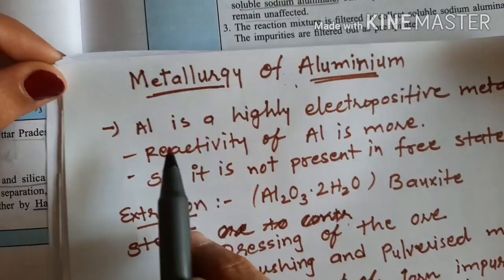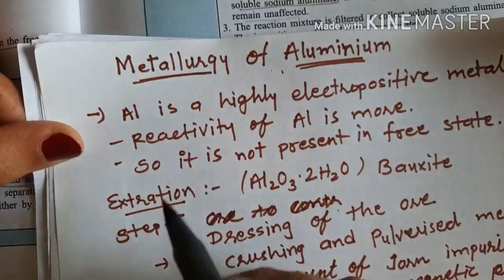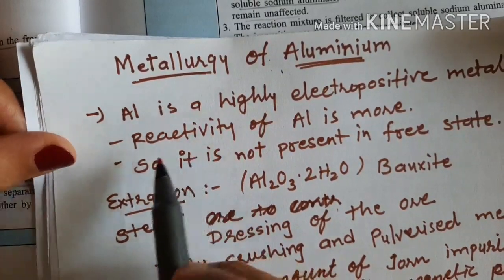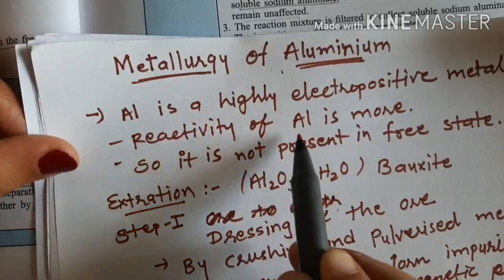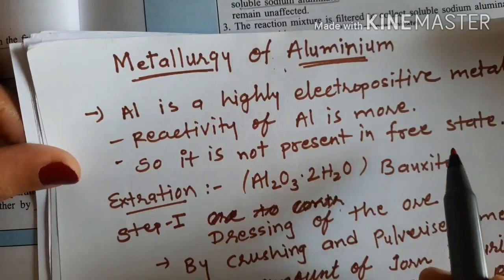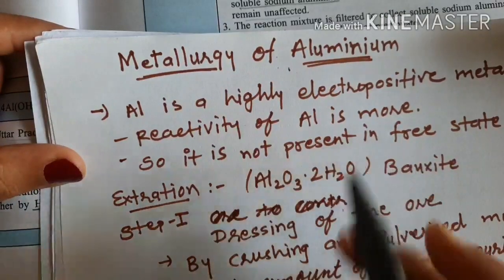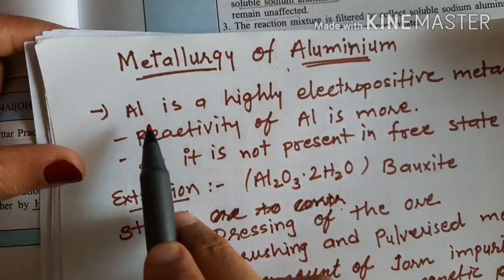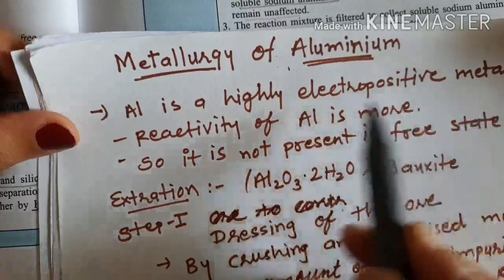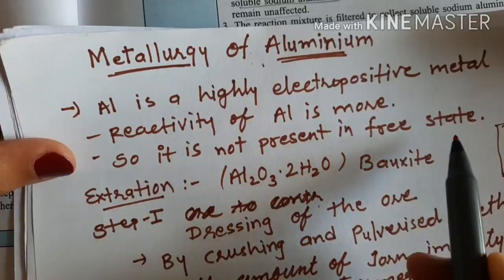The first and most important is that aluminium is a highly electropositive metal. In the electrometal series we already learned the most reactive metals, so the reactivity of aluminium is also high, more, so it is not present in a free state. You have to know these three points about aluminium, which will be useful to understand this process. First, aluminium is a highly electropositive metal. Second, the reactivity of aluminium is high, so it is not present in a free state.